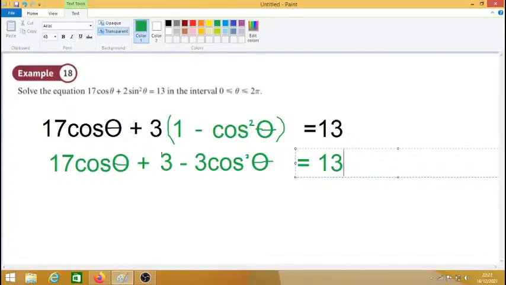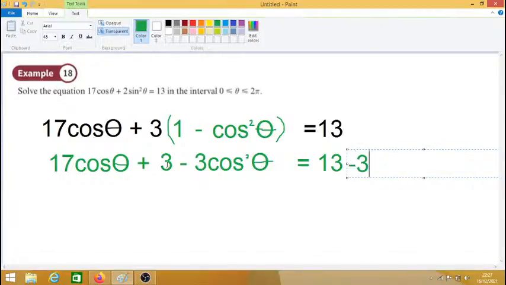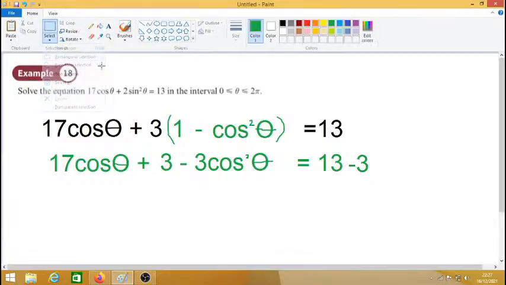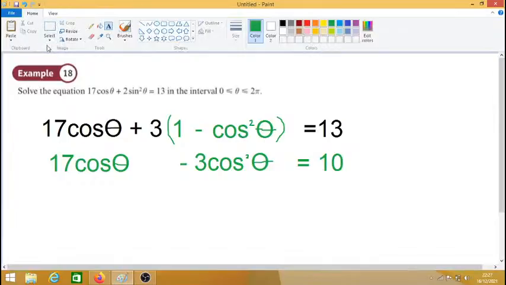Then let's try and simplify a little bit. You've got plus 3 here and then 13 here. So let's take the plus 3 across, and that'll be a minus 3. The 13 minus 3 can just make 10. And then what you notice, if you look carefully, is that this is just like a quadratic. Imagine this was something like 17x minus 3x squared equals 10. That's a quadratic. It doesn't look like a quadratic because the cos theta is making it hard to spot that.